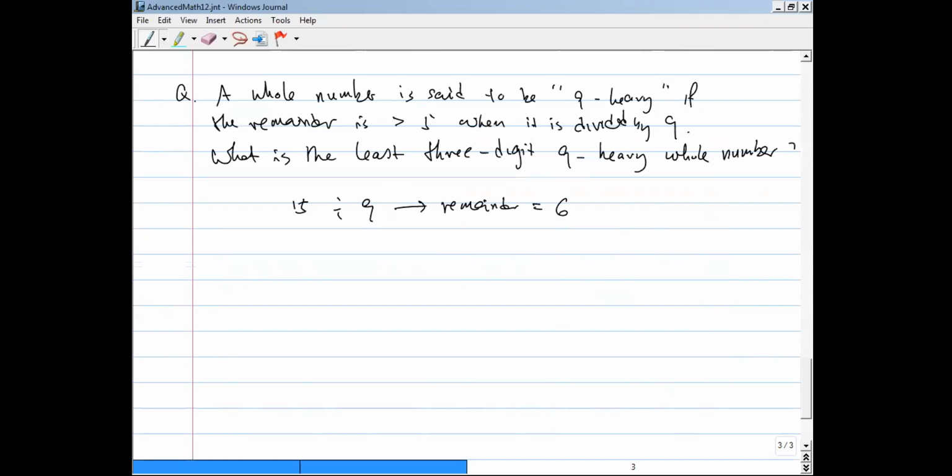Okay, so a 9 heavy number must be in the form 9 times q plus r. R could be either 6, 7, or 8. It cannot be 9 because the remainder is always less than 9 if it's divided by 9. So you only have 3 choices. The question is, how do you find the smallest 3-digit number?